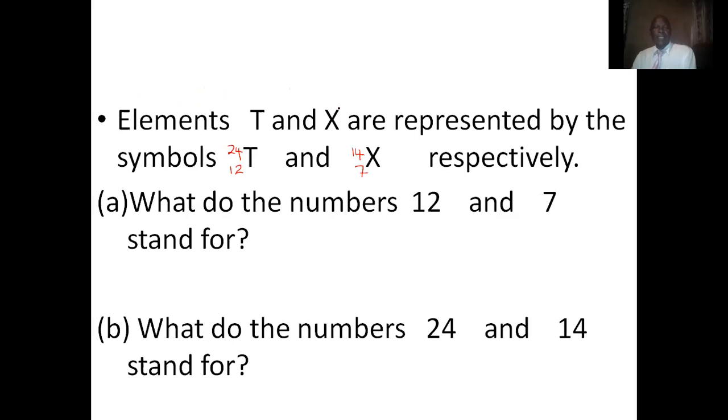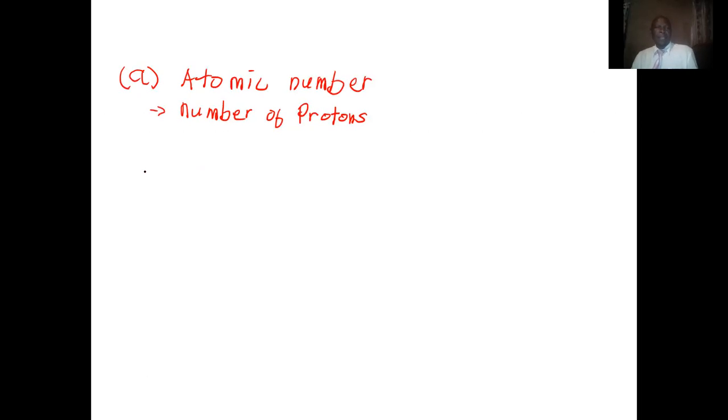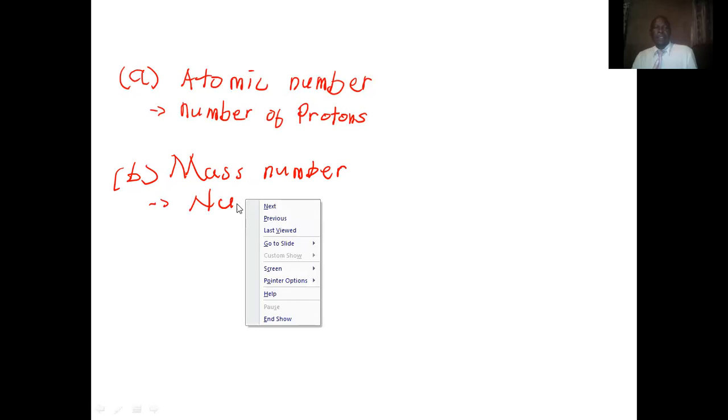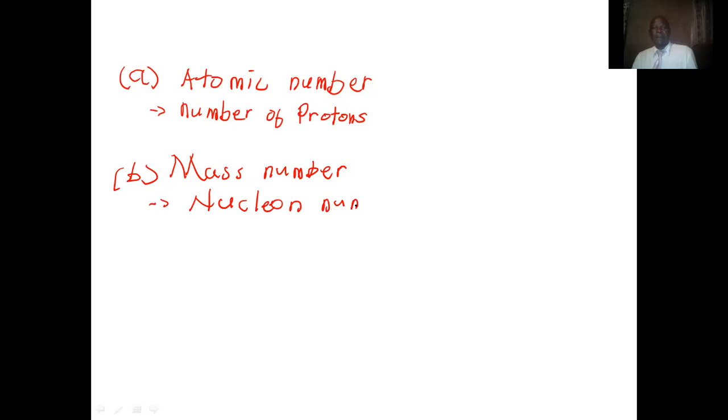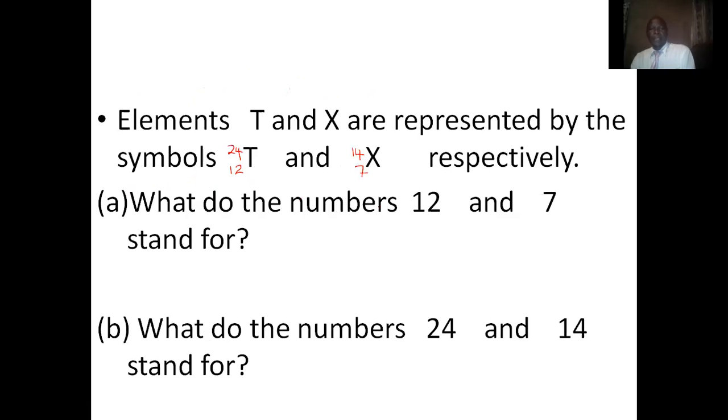What do the numbers 24 and 14 stand for? For part B, they stand for the mass number, or it can also be known as the nucleon number. So the nucleon number is the same as the mass number of the element. So we have really solved parts A and B.